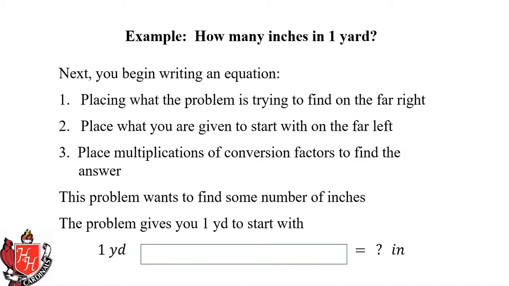So all we're doing is building an equation here. And then you place multiplications of the conversion factors to find the answer. So this problem wants to find some number of inches. The problem gives you 1 yard to start. So what you see down on the bottom is you have 1 yard on the left, question mark inches, some number of inches that you're trying to find on the right, and you're going to fill that box there with conversion ratios to do that. So let's go ahead and do this one.